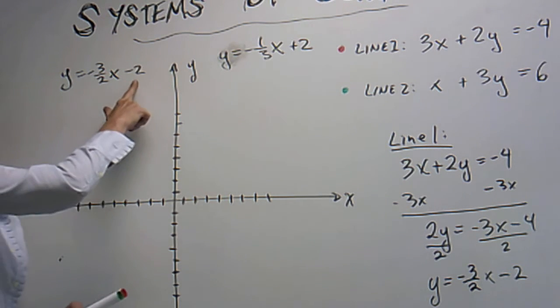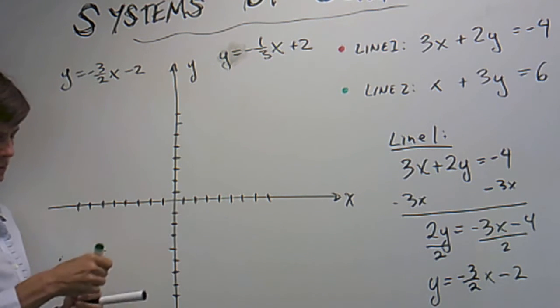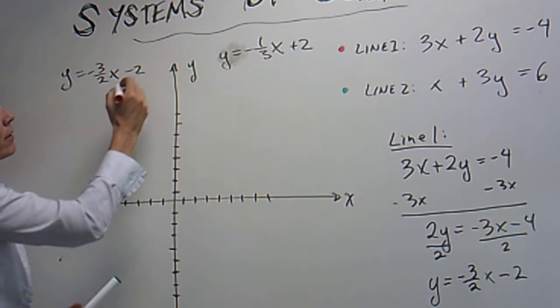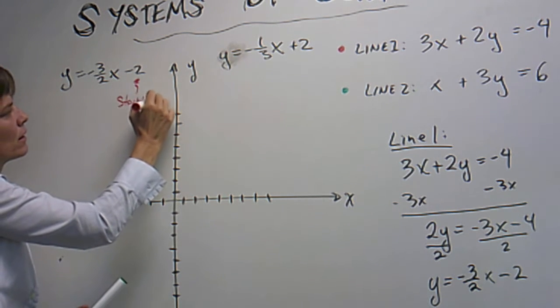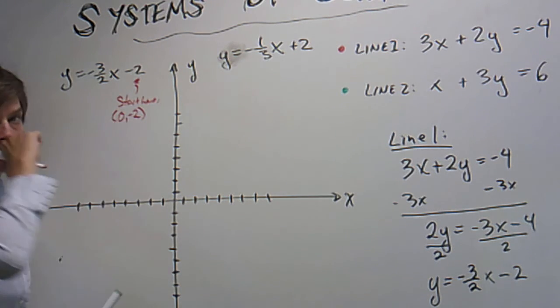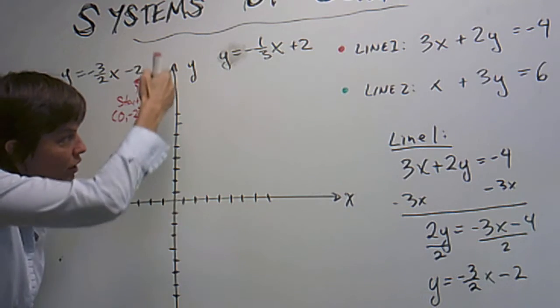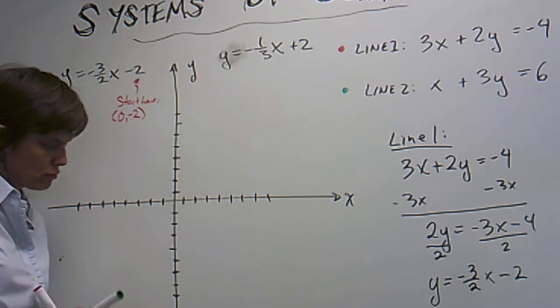So what does this mean? This is like our starting point, okay? So line 1 is red. Let's not mess that up. So start here. That translates to the point 0, negative 2, because that's what we mean by intercept. Where does it cross the y-axis? 0, negative 2 is here.